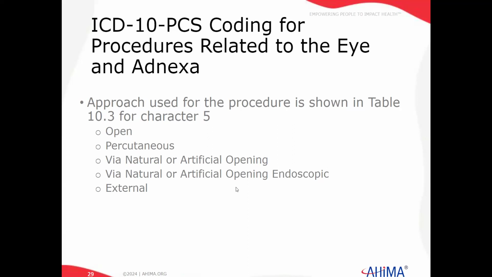The approach, usually it could be one of these 5 choices. Open, in other words, we're doing some sort of open incision to get to the surgical site. It could be percutaneous. It could be via natural or artificial opening, using a scope, or external. In other words, we're cutting directly into the affected part.